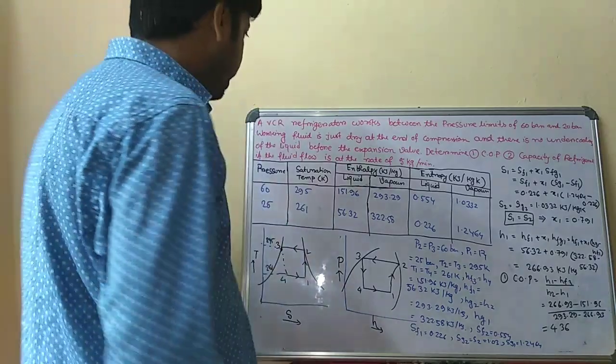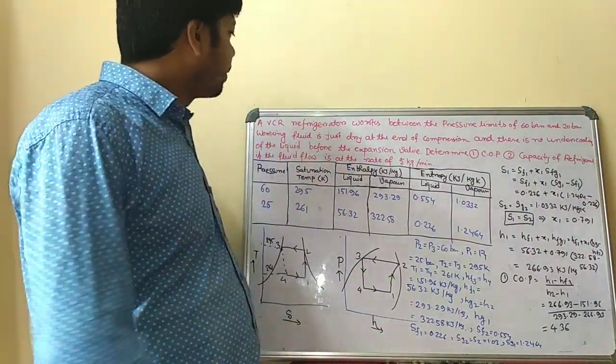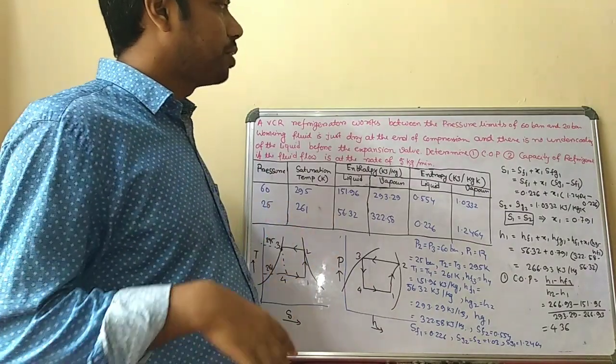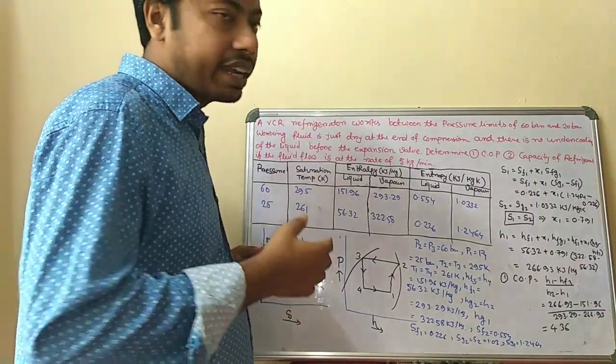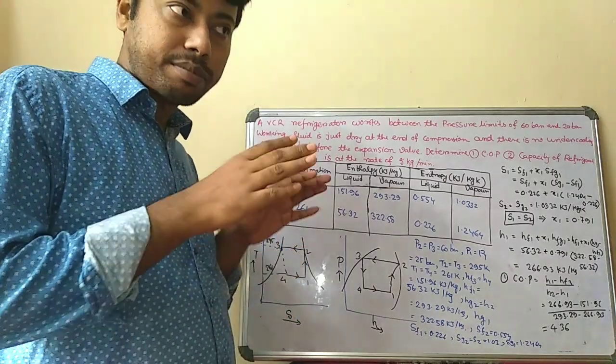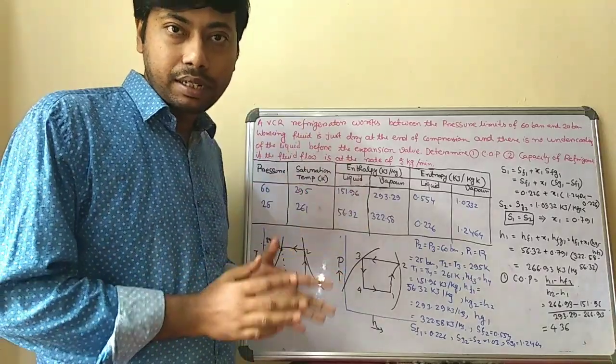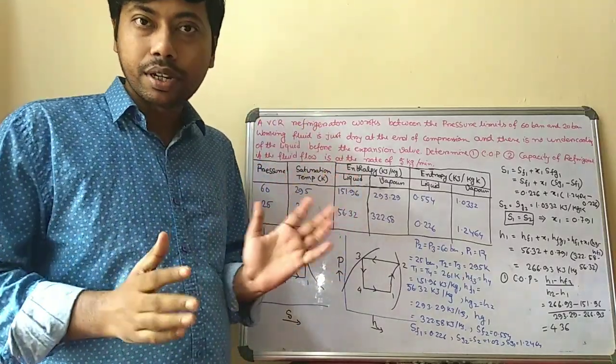Now let's take a numerical on the VCR cycle. The numerical is that a VCR refrigerator works between the pressure limits of 60 bar and 20 bar. So the pressure limit is given in your numerical, that a vapor compression refrigeration cycle works within a particular pressure limit, that is within 60 bar and 20 bar.